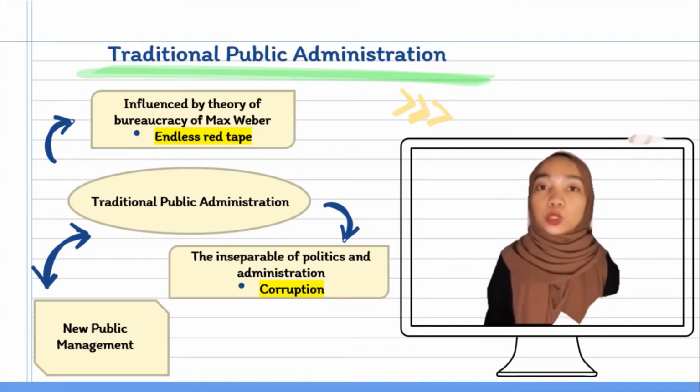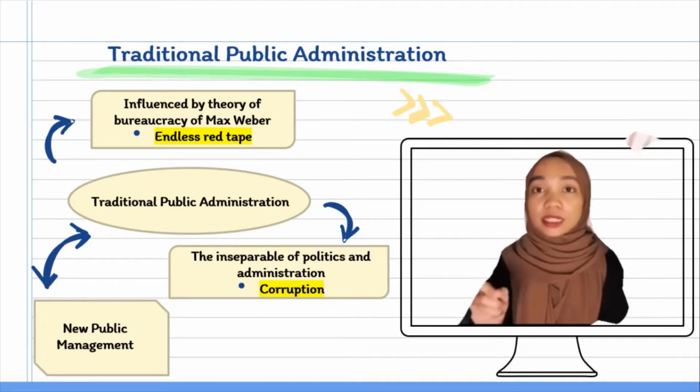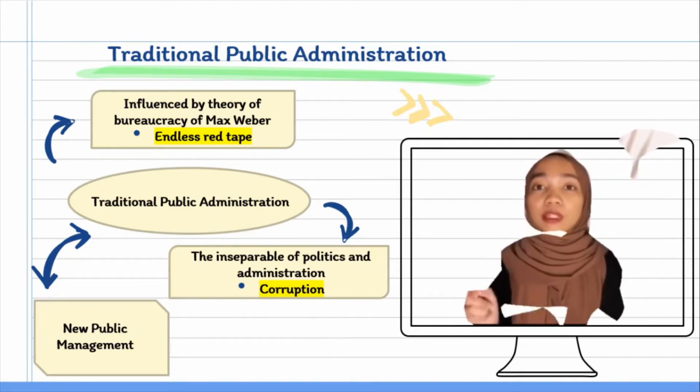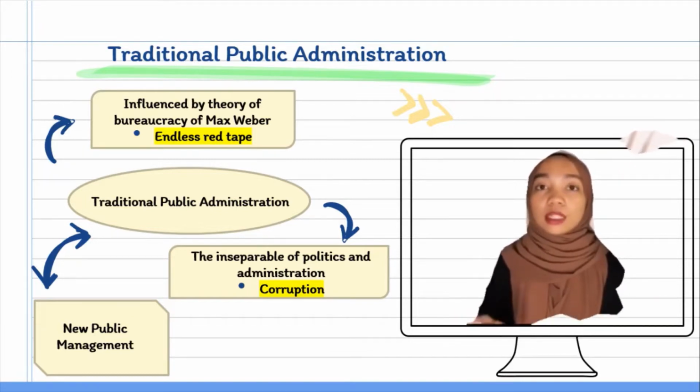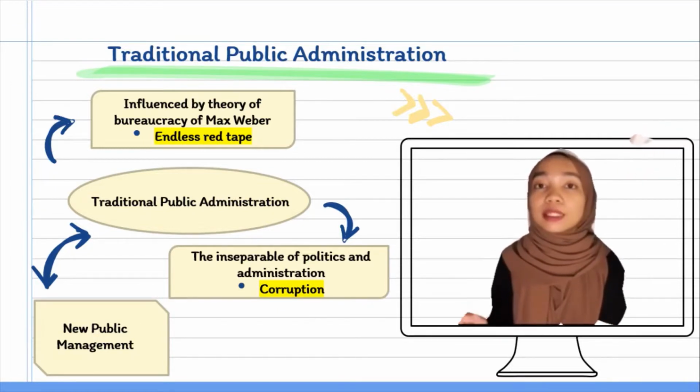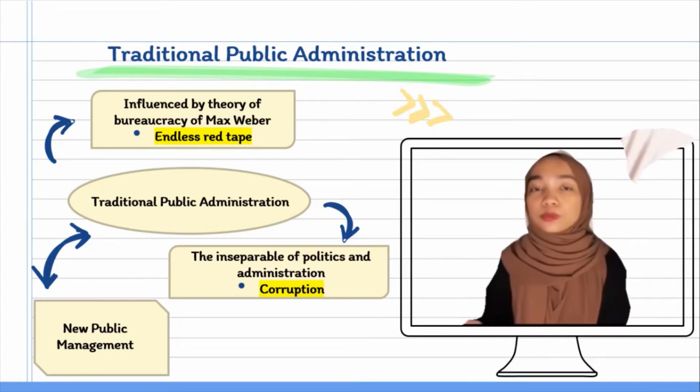This issue caused endless red tape, causing the service provided to become ineffective and of low efficiency. The traditional model also has the inseparability of the quality and administration. It became an argument as it caused the corruption issue.